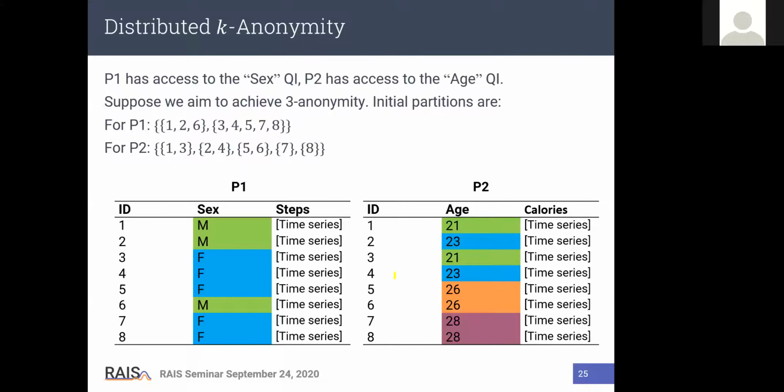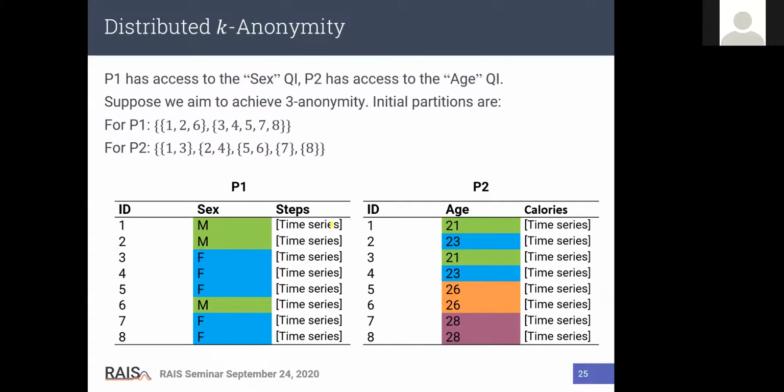Suppose that there are 2 parties, because again we have only sex and age, and there is one party that has access to the sex attribute and the other has access to the age attribute, and they have some other data. They collect some other data which is not relevant with respect to the k-anonymization. And suppose we want to achieve free anonymity.